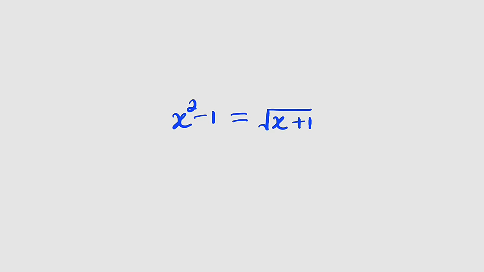linear equation. The left-hand side is x squared minus 1, but the right-hand side is a square root of something. And the square root of anything must be greater than or equal to 0 in the real world, which implies that x squared minus 1 must be greater than or equal to 0.